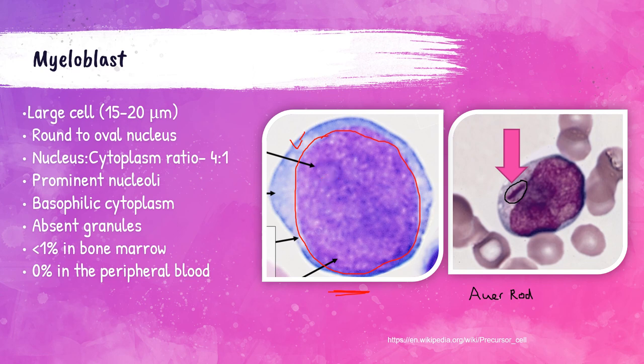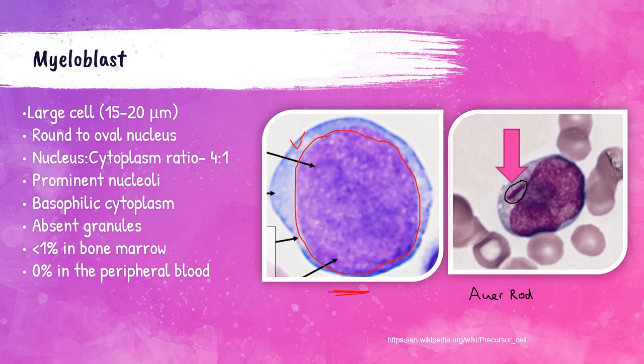Now let's go to this right-hand side one. There's a nucleolus there. There's another one here. So this is very common in blast cells. They'll have this very prominent. Okay, so those are very common to see in blasts. And I also said basophilic cytoplasm. So that means the cytoplasm is going to have a dark blue color to it.